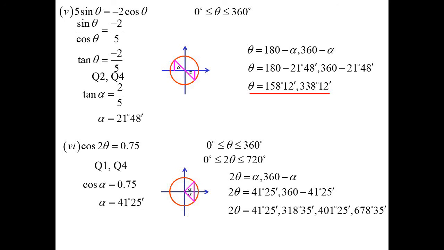But of course that only gives me once around the circle. To get the other two values, just add 360 to both of those answers. So I've ended up with 4 answers for this one, but that's 2 theta. Remember, we're trying to find theta. Divide everything by 2, and we come up with 4 answers that do indeed lie between 0 and 360.